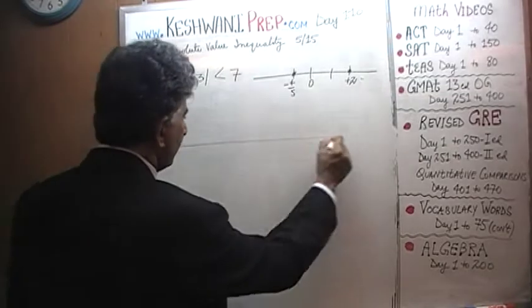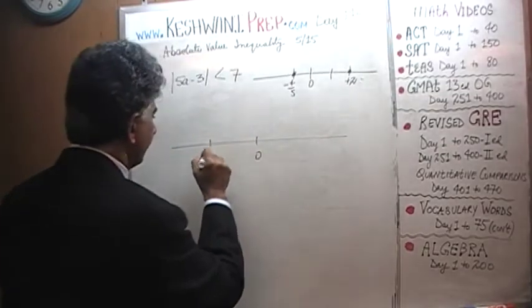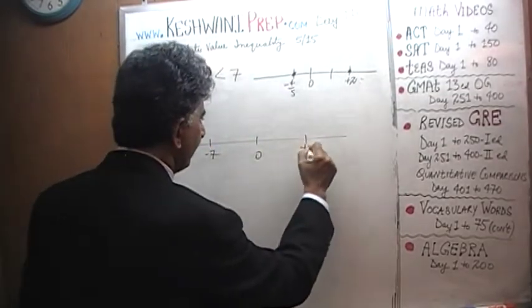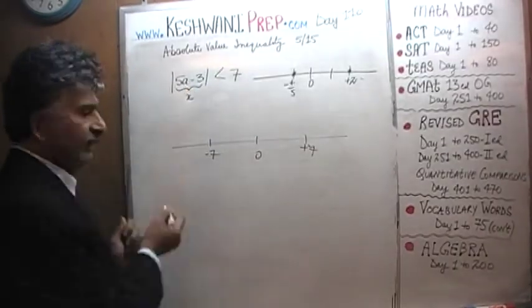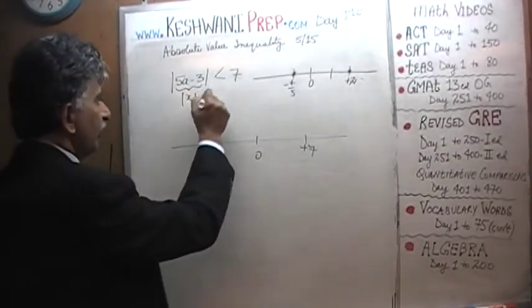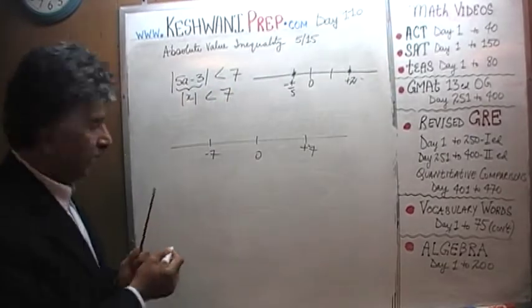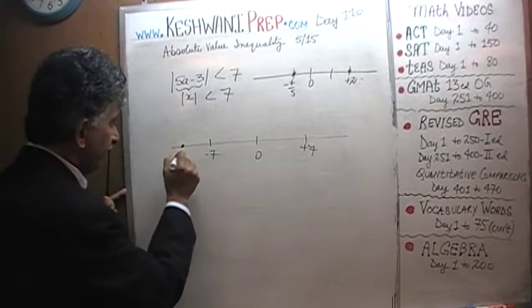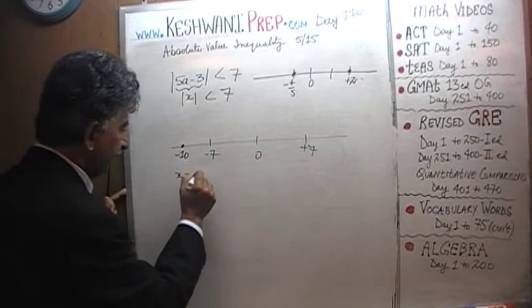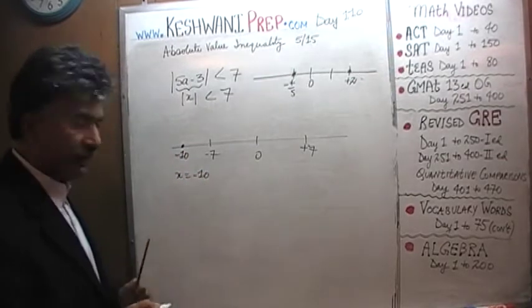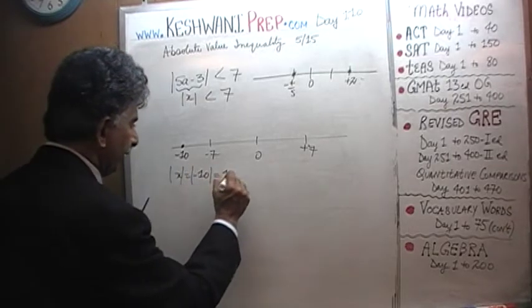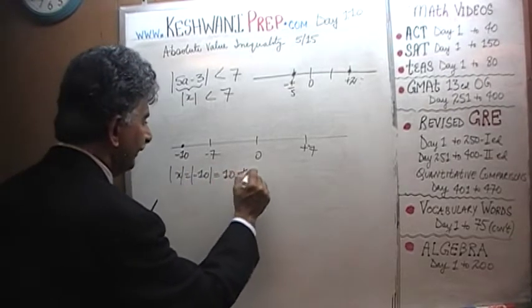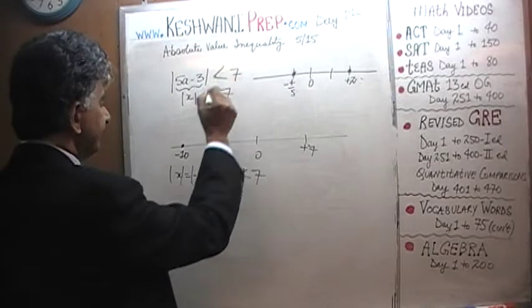I want you to look at the scenario here. There is 0, there is negative 7, there is positive 7. Now we're dealing with this quantity as a whole. Let's think of this as an x. If we are told the absolute value of x is less than 7, can x be negative 10? That's the question. Well, the absolute value of negative 10 is 10, and 10 is not less than 7. It has to be less than 7.